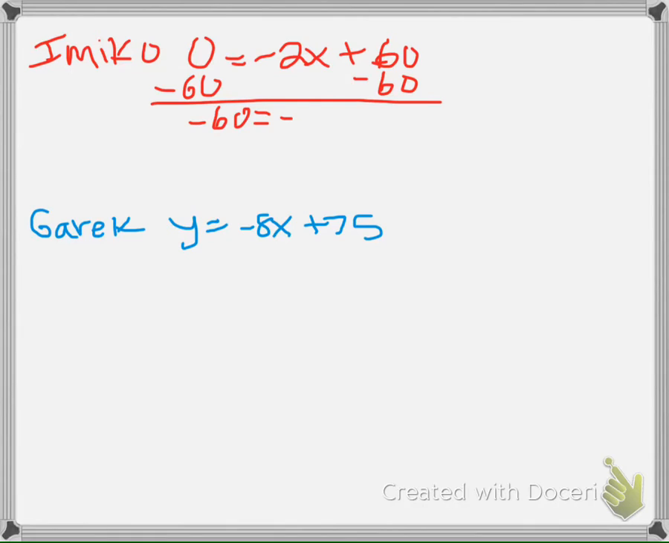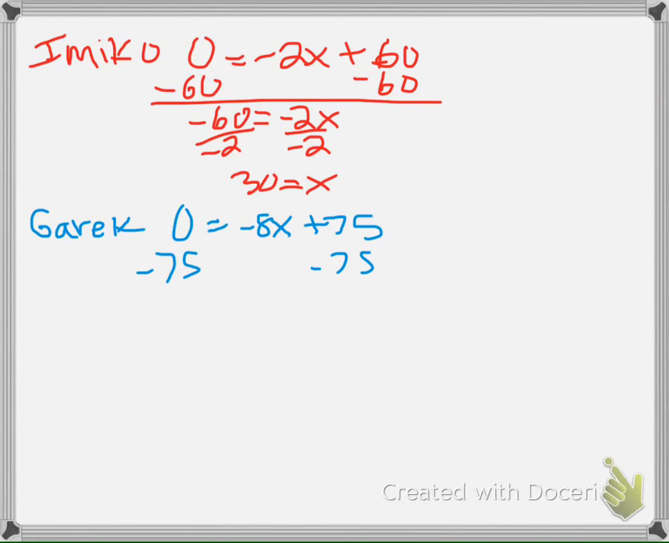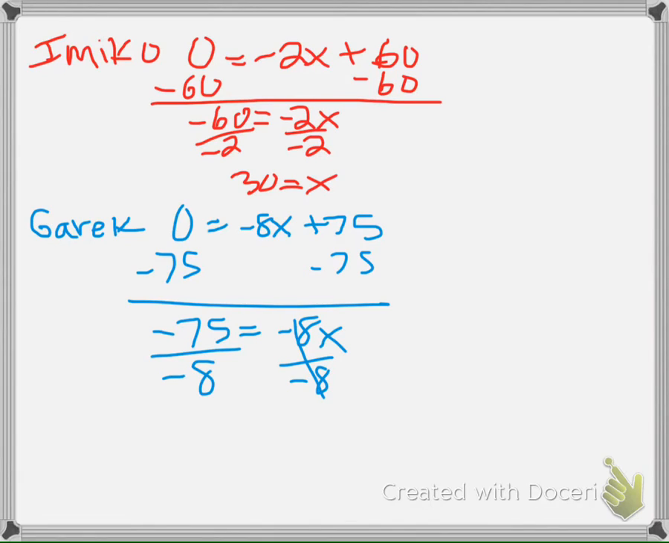Negative 60 equals negative 2x, divided by negative 2 on both sides. That gives me 30 equals x. So it would take Emiko 30 weeks to spend all of his or her money. Now Garrick, same thing. I want to substitute 0 in for y and solve. Divide by negative 8 on both sides. Negative 75 divided by negative 8 is 9.37 weeks.